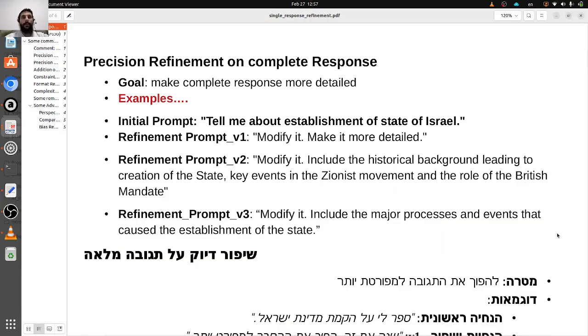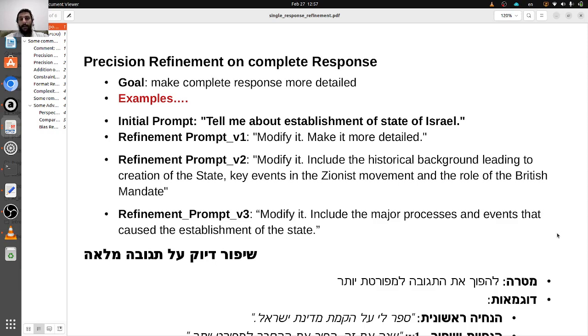All right, so our first type of refinement is called precision refinement on the complete response, and has the purpose to increase the level of detail of the response. Here in the example that we see on the screen, we see that it can be implemented in various forms.